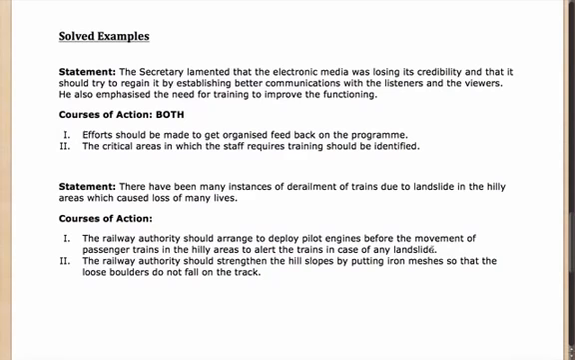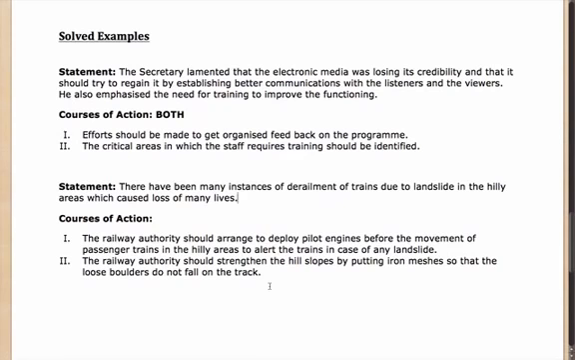Sounds like a very reasonable idea because that would prevent, and maybe they'll be able to predict bad rails and might be able to prevent a few accidents and derailments. The other idea is the railway authority should strengthen the hill slopes by putting iron meshes so that the loose boulders do not fall on the track. Again, it is a very reasonable idea because the problem of derailment was happening because of boulders which are falling on the track, leading to derailments and a host of other problems.